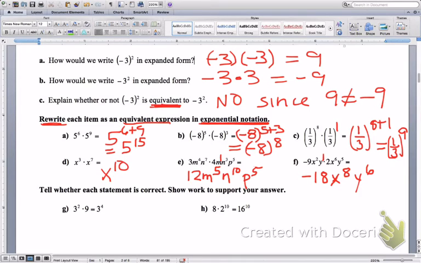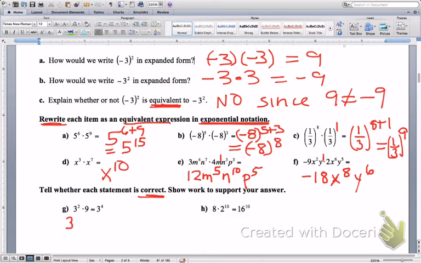We're going to use those rules to determine if the following G and H are correct statements. And we're going to show the work and support our answer. So let's look at the first one. Is 3 squared times 9 equal 3 to the 4th? Yes or no? So let's just go ahead and rewrite the 9 as a power of 3.